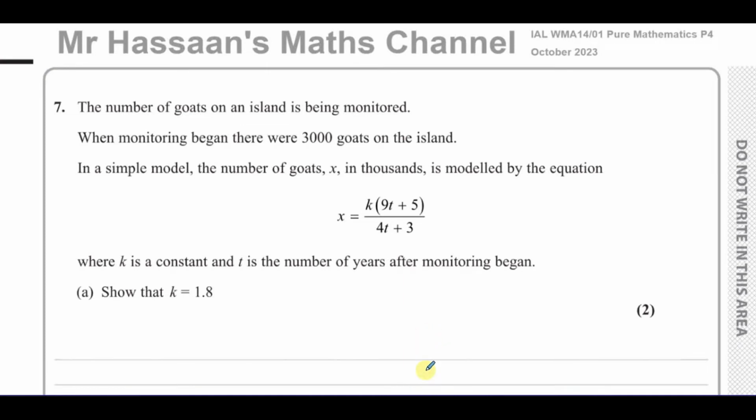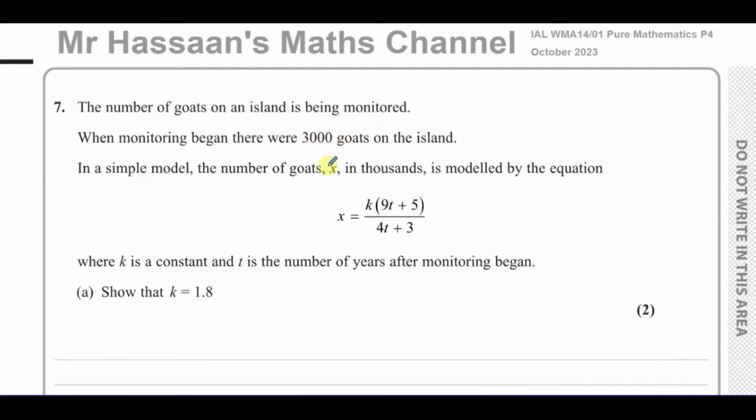Here is Mr. Hassan's Maths channel, and here we have question number 7 from the October 2023 International A-Level Pure Mathematics P4 exam from Pearson's Edexcel. Here we have a question which is basically about differential equations, and we're told the number of goats on an island is being monitored. When monitoring began, there were 3,000 goats on the island.